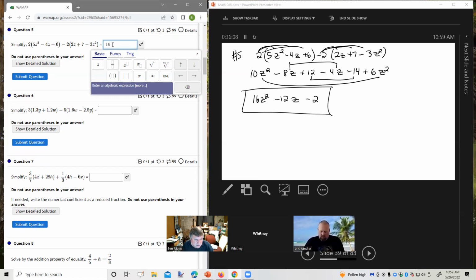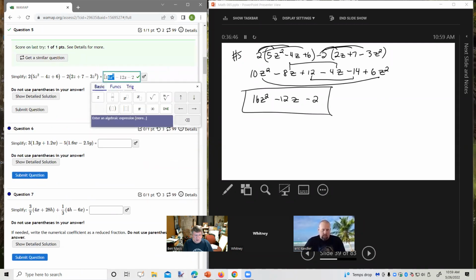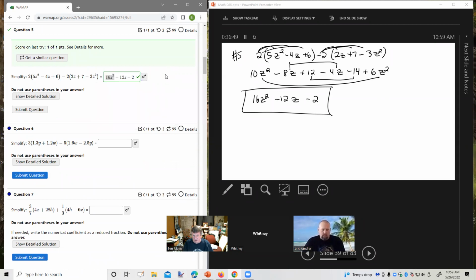Now, to do z squared, let's see here. I haven't had to use one of these before in this thing. If I go z and then click that, I have to put the variable before I click on this. Now I'm going to use the right arrow key to get out of the exponent form. Minus 12z minus 2. Any questions about how I dealt with that? We okay with how that works?